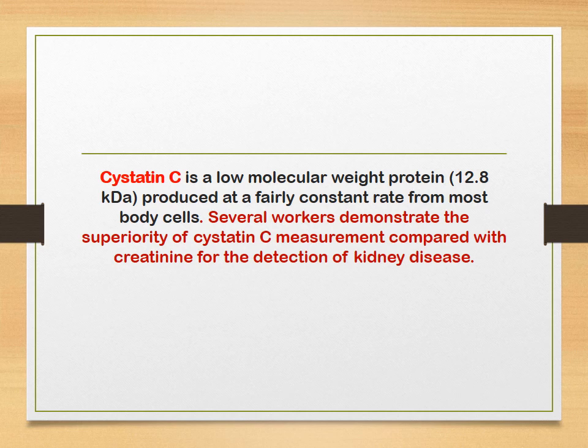Cystatin C is a low molecular weight protein synthesized by many or all nucleated cells in the body, and several workers have demonstrated its superiority in assessment of kidney function over that of serum creatinine. And now cystatin C has started to be used in routine work along with serum creatinine in evaluation.